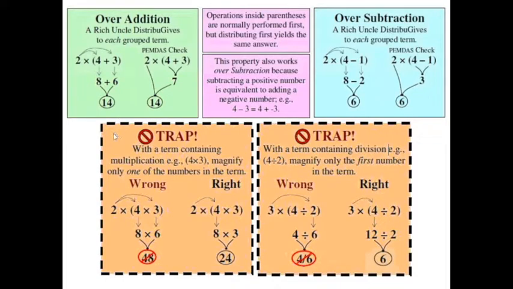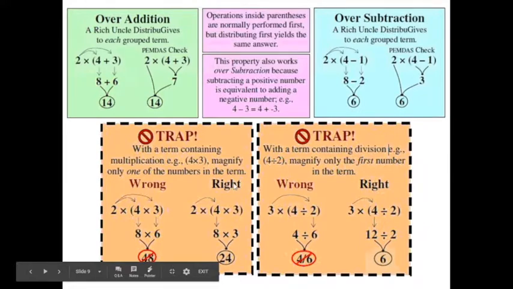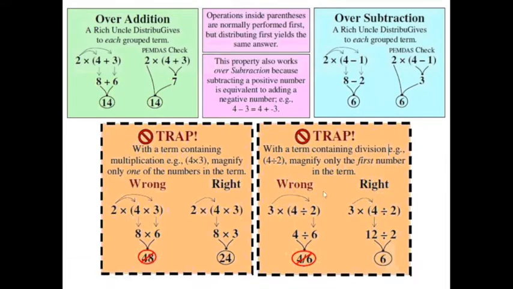So there are a couple traps that come up. When a term containing multiplication is set up like 2 times the quantity 4 times 3, a lot of people are tempted to distribute the 2. But that magnifies too much. 48 is too big. You're not really distributing at all. You're only multiplying by one of the numbers. 2 times 4 is 8, and 8 times 3 is 24. That works. Same with division. You only magnify the first number in the term. Sometimes people do the last. You can't distribute when you have division. You don't get the right answer.